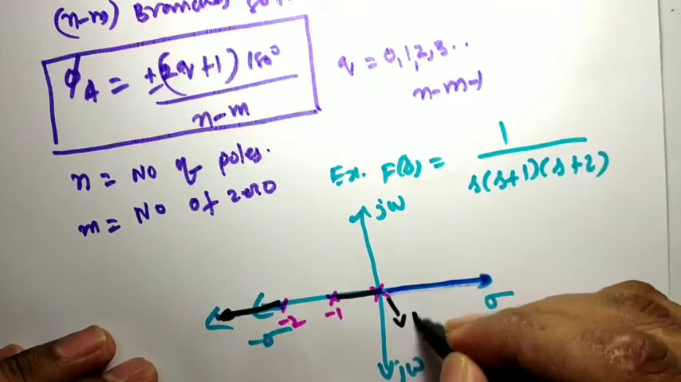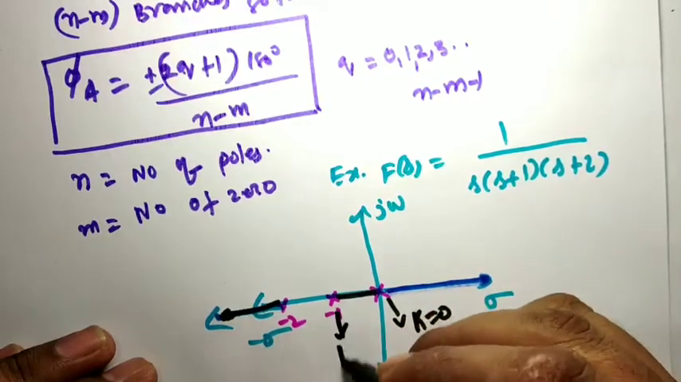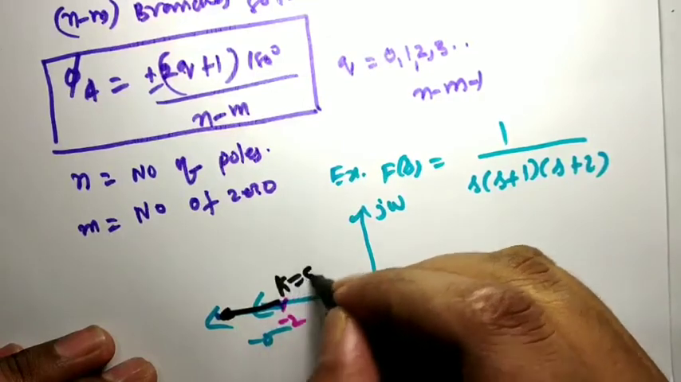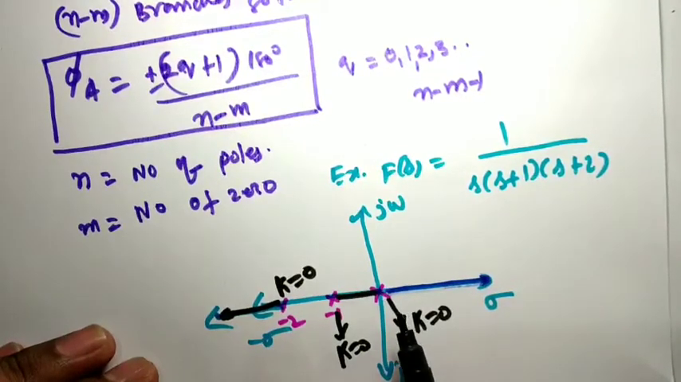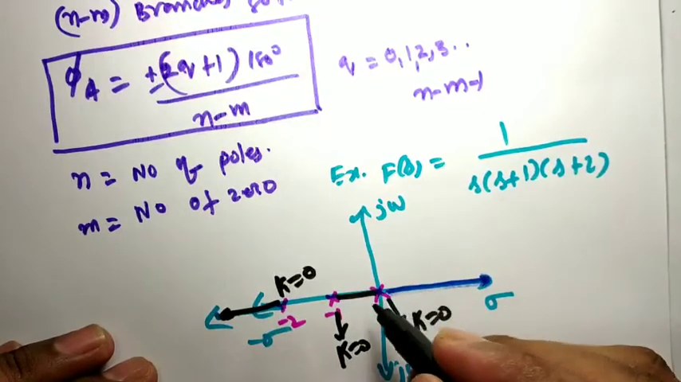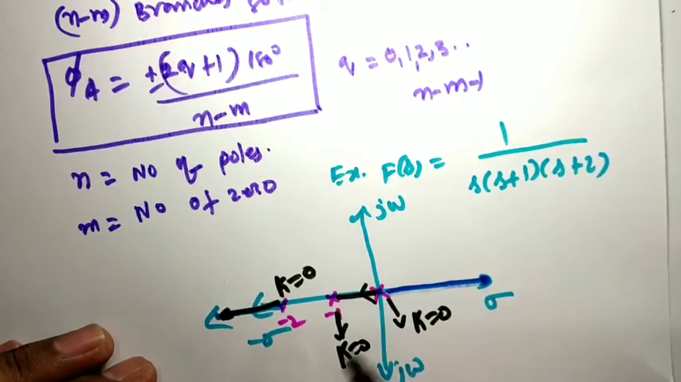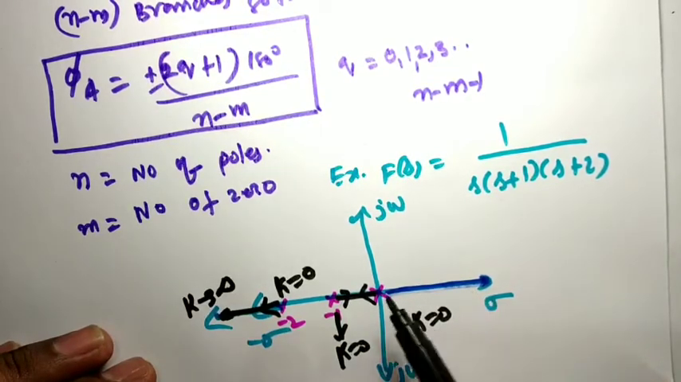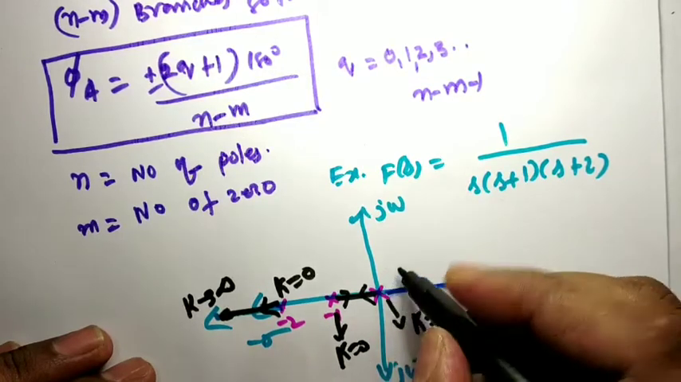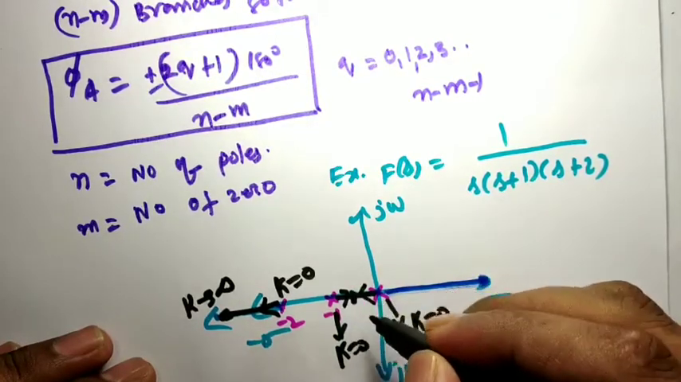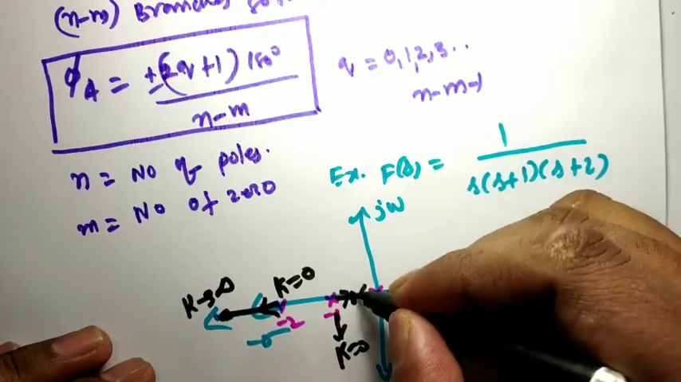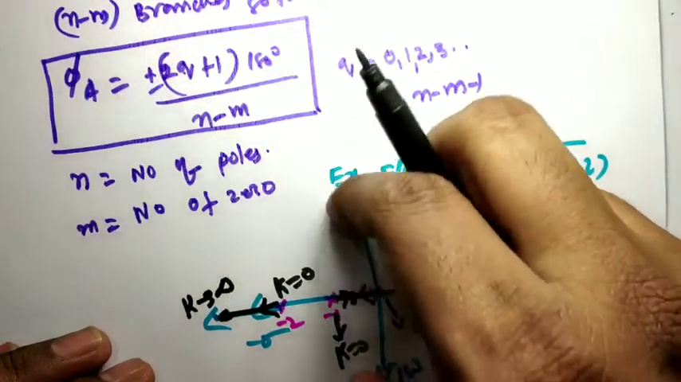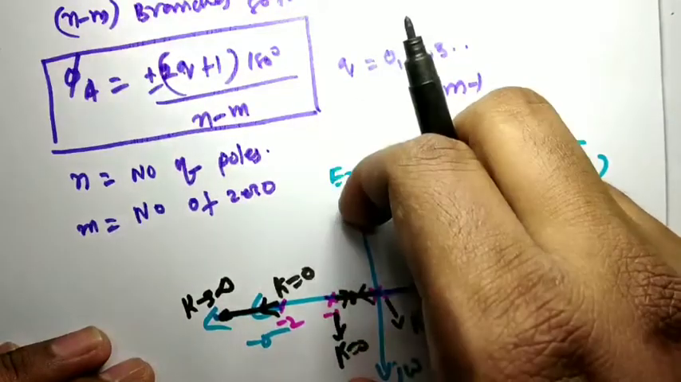You know that these originate from k equal to 0, and this also at k equal to 0. As you increase the k value, what happens? One pole moves in this direction, and this pole moves in this direction and terminates at k equal to infinity. As you increase the k value, these poles will approach this point, and then break away and move in the complex plane.